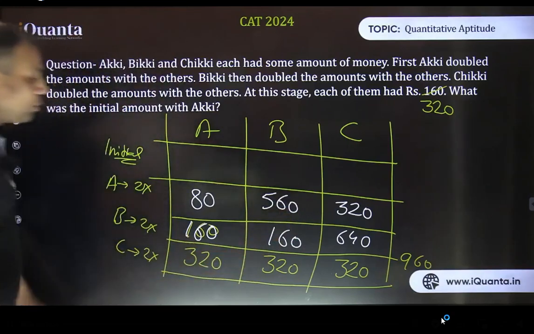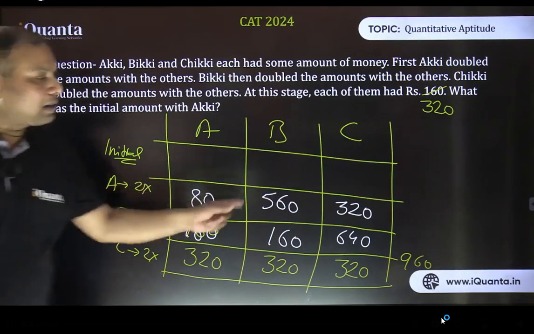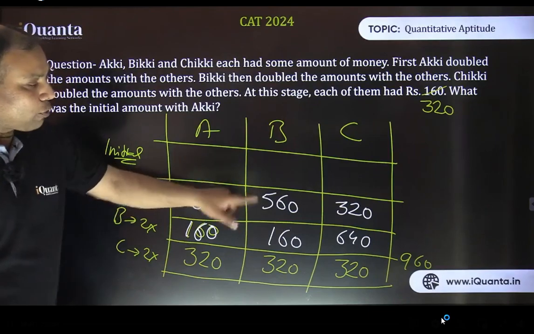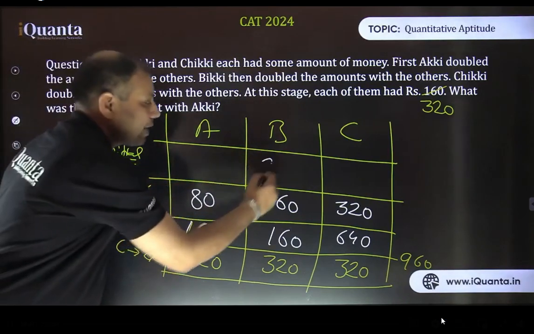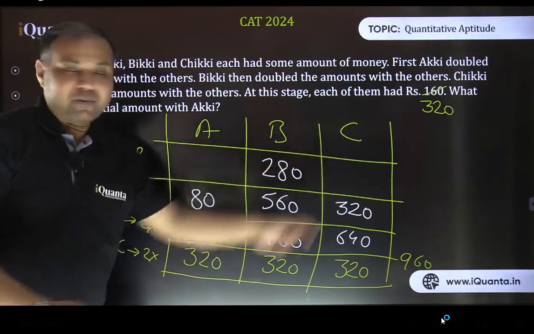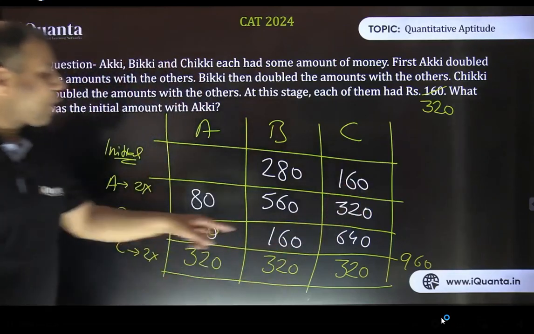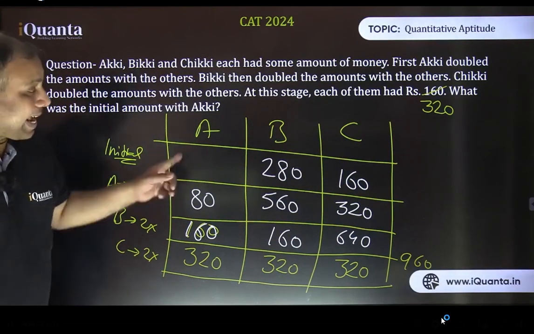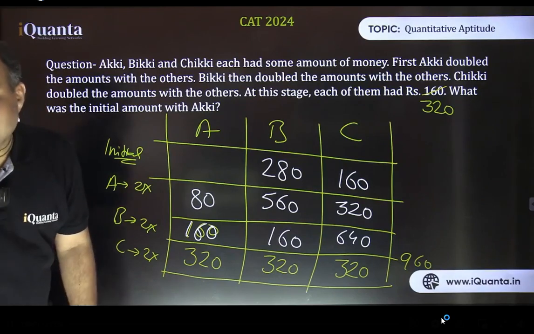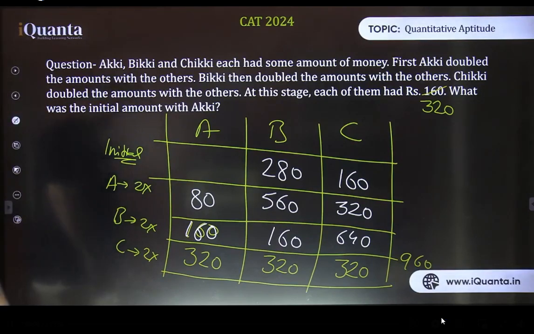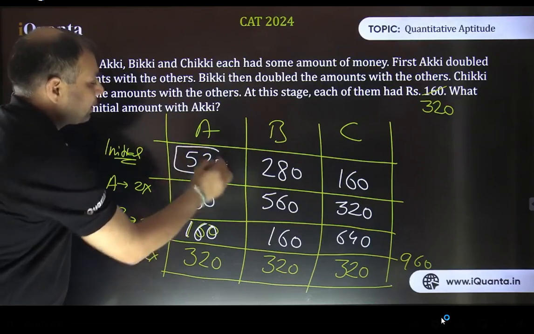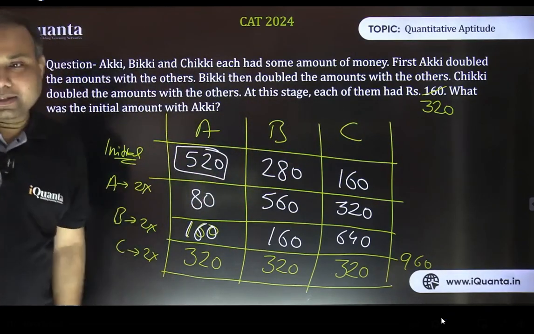And the final step now. This situation occurred when A had doubled the amount of everyone else. So A doubled the amounts of B and C. That means the amount of B before this must be half of it, that is 280, and the amount of C must be half of it, that is 160. Now figure out what should have been the amount with A initially. Fast. 520? Yes, that's true. Good. So in this change question, our answer is 520.